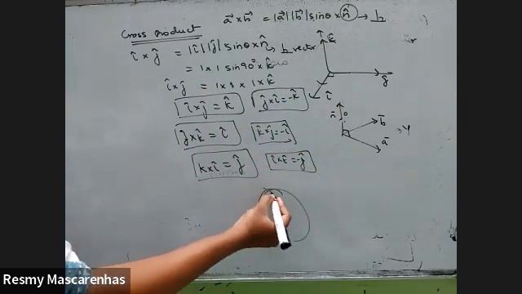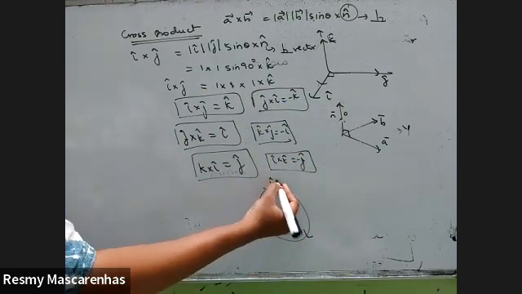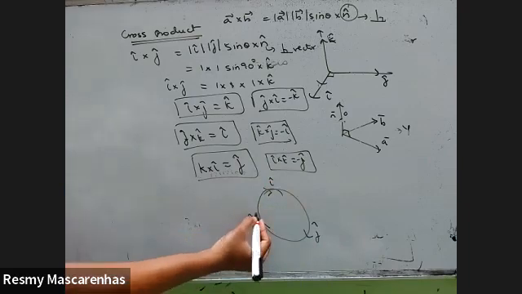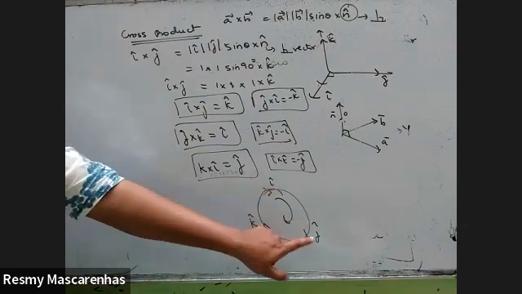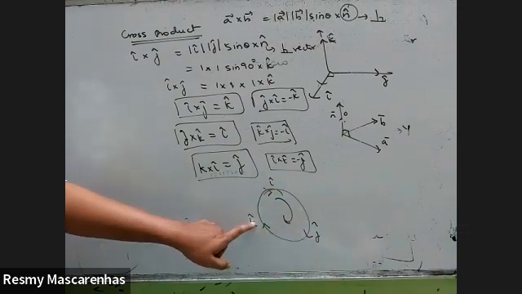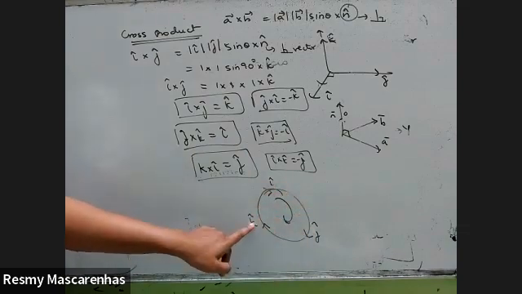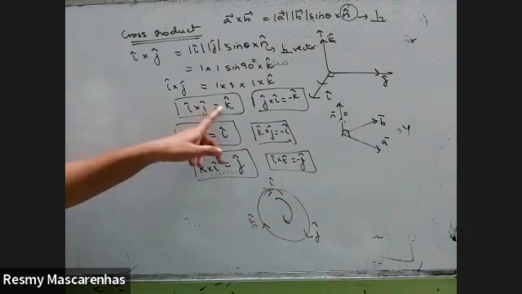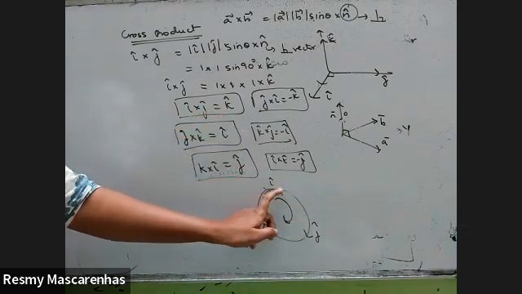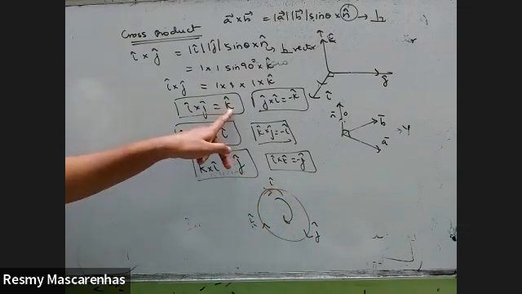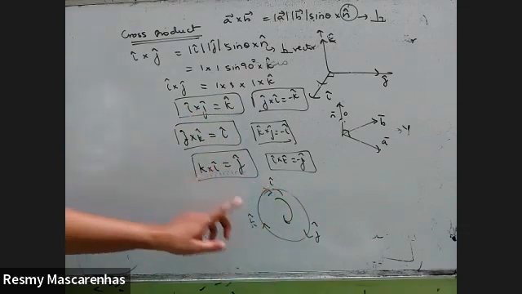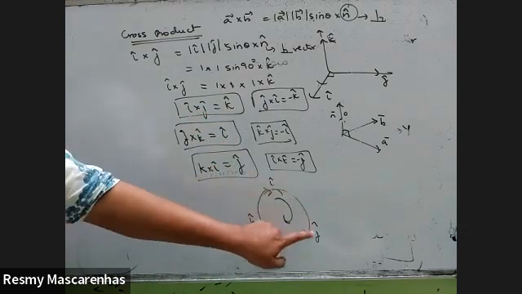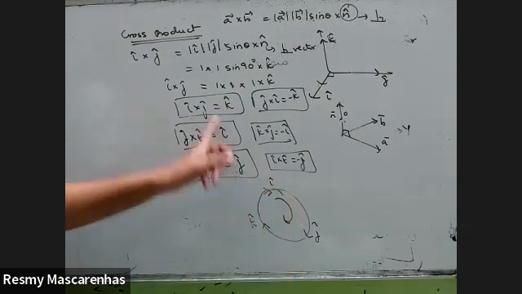In that previous chapter also I told you to remember this diagram. i, j, k. Always you have to move in this direction, clockwise. i cross j will always be equal to the next one. If you are going in the same direction, it will be plus. So i cross j will be equal to the third one. j cross k is i. So j cross k will be equal to the third one. Now k cross i, this into this will be equal to the third. As long as you are going in the same direction, it's all positive.